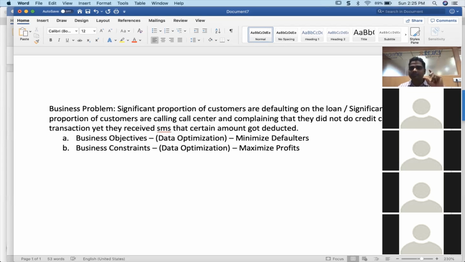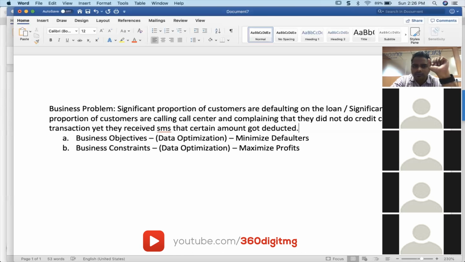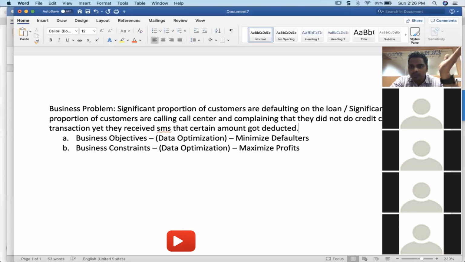Okay, I can understand if I give my credit card to my wife, right? All of a sudden you keep getting such surprise messages. But what if you don't give it to your wife and it's with you, the credit card, but still a certain amount got deducted from your account? What do you do? You immediately call the call center saying, hey, I didn't do the transaction. I think there is some fraud transaction, but I got a message. If a significant percent of customers are calling the call center to complain that, hey, we have not done the credit card transaction, someone else has done it.